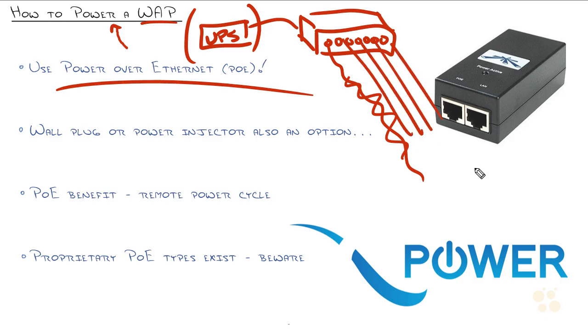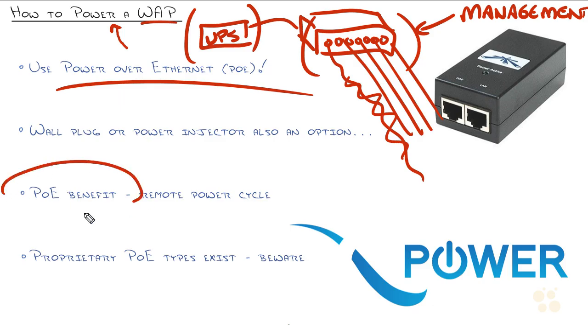The other advantage of using a switch to power the device is you can access the management of that switch and turn power over Ethernet on and off. That's a huge benefit of power over Ethernet because a lot of times our network devices will freeze, as in we can't access them via the management interface. And if we've used one of the other methods of powering our device, that means we have to physically go and unplug whatever that is and plug it back in to reboot it.